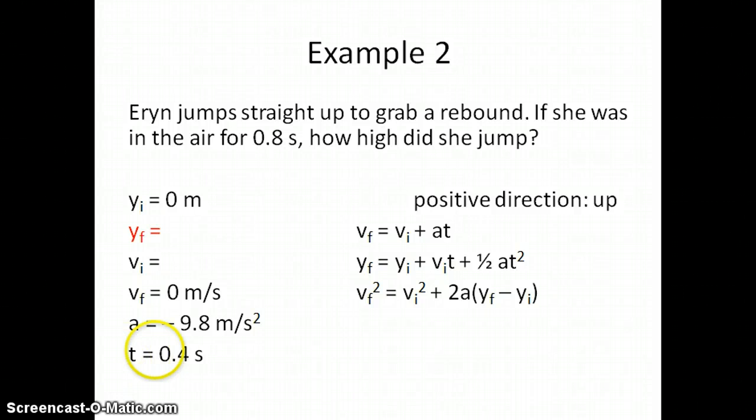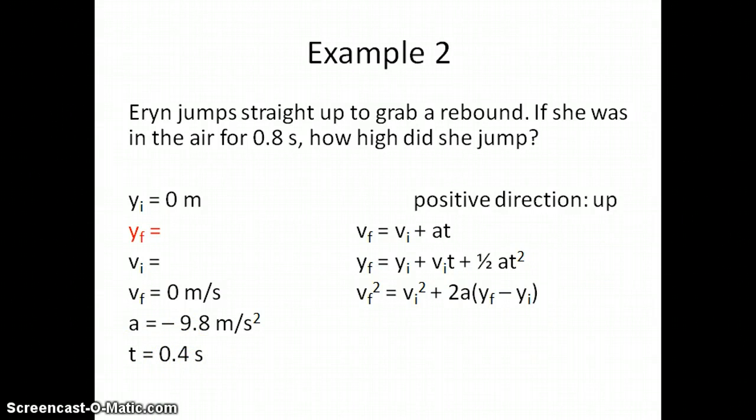Now our time here, you see that I put 0.4 seconds, even though up here it says 0.8 seconds. Like I said, there's a symmetry of motion, so the way up is the same as the way down. And we only have to solve half of this problem to find how high she jumps. So halfway, I'm sorry, halfway is all the way up, which is 0.4 seconds, and then on the way down is going to be another 0.4 seconds. So we're only solving half the problem, and so our time is going to be 0.4 seconds.